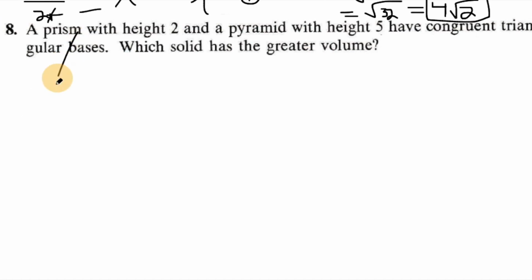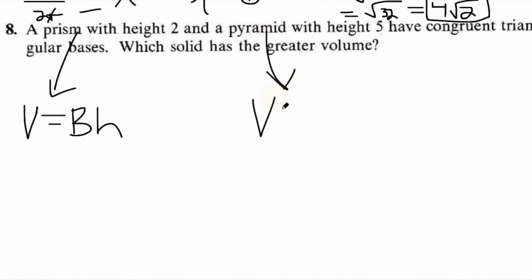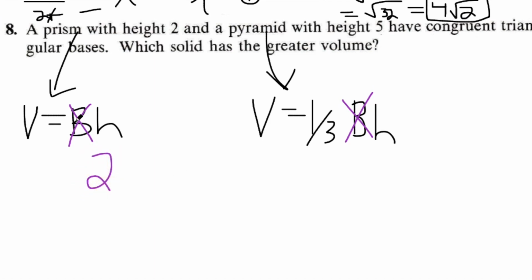Remember, the formula for the prism is volume equals base area times height, and this one right here, the pyramid, is volume equals 1/3 base area times height. So if we know that the base areas are the same, then we can ignore the base areas here. So the volume of the prism is just going to be whatever its height is, 2, times the base. And this one here is 5 right here.